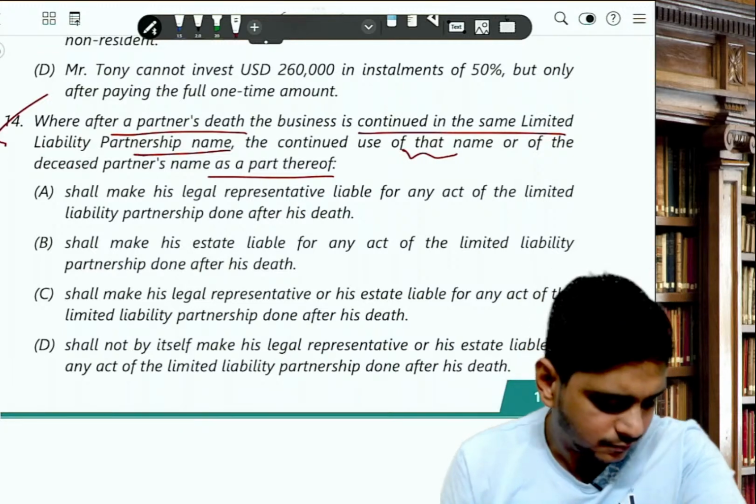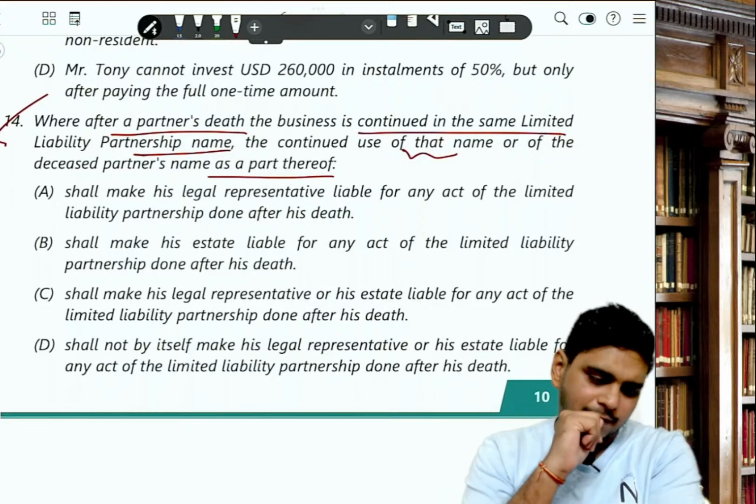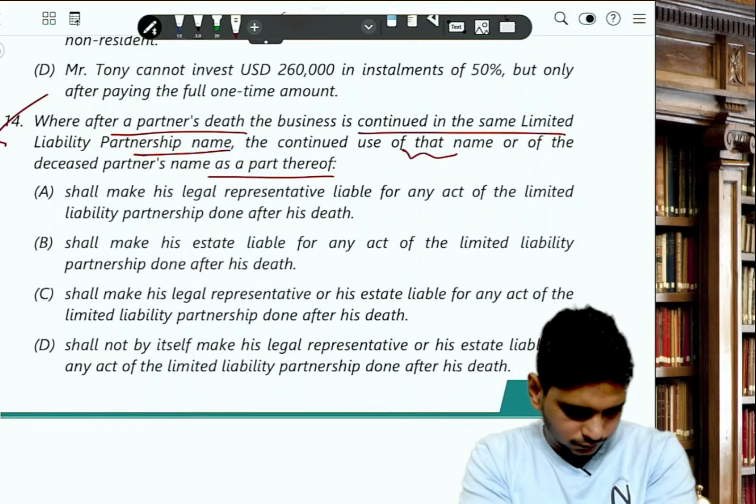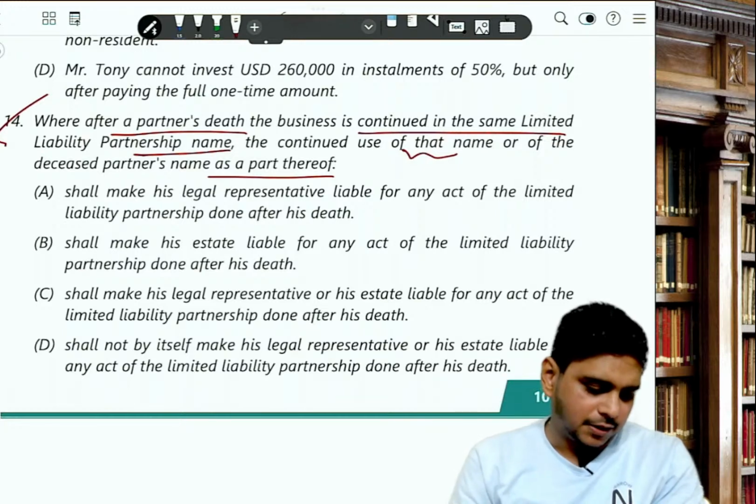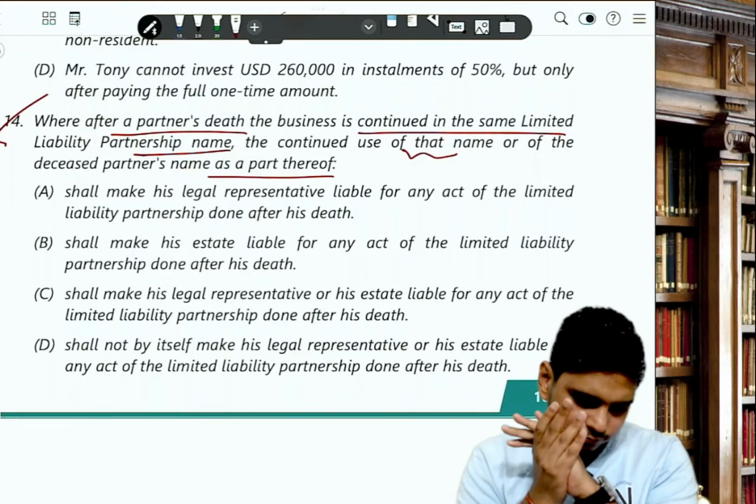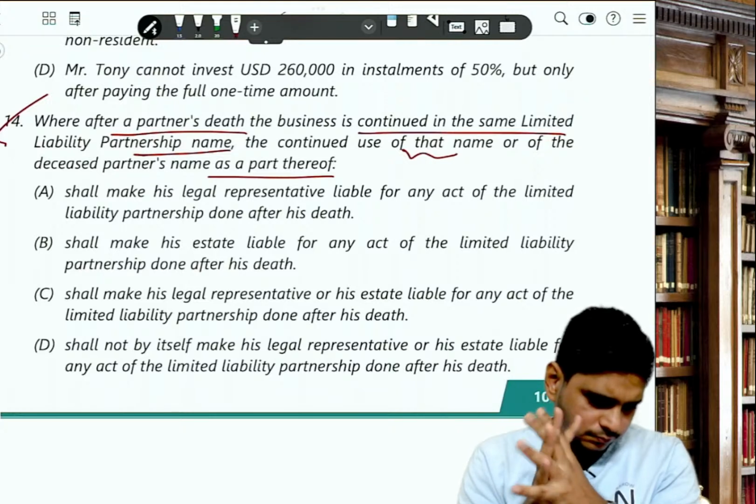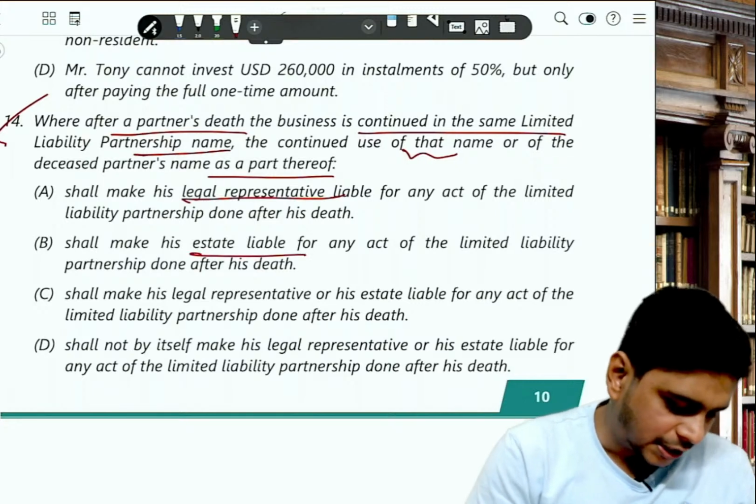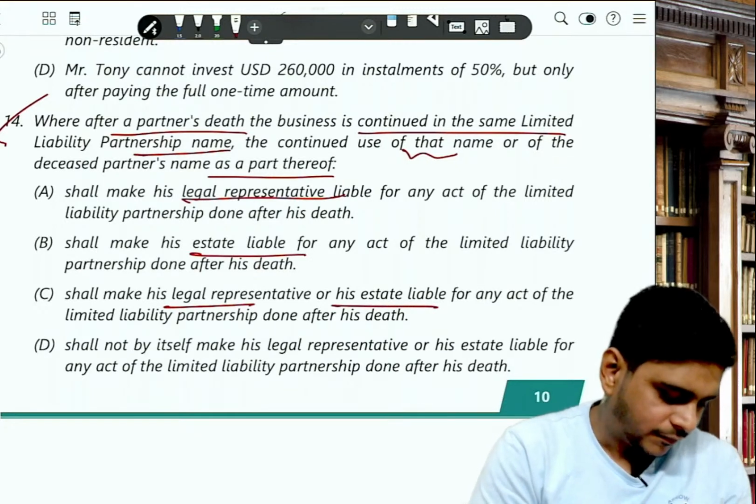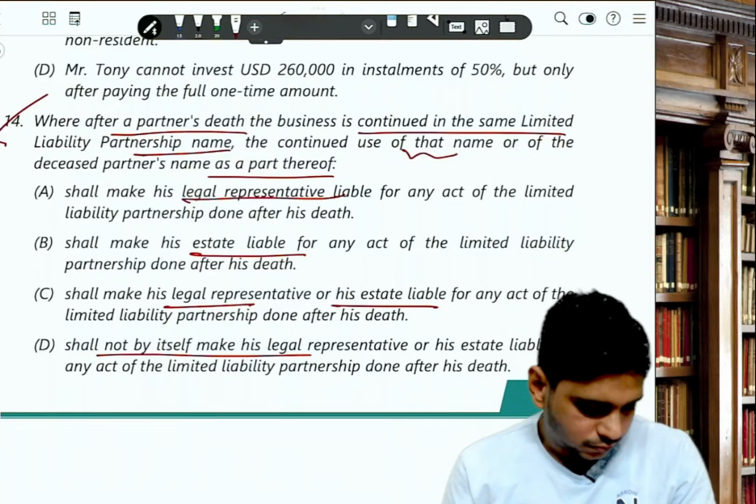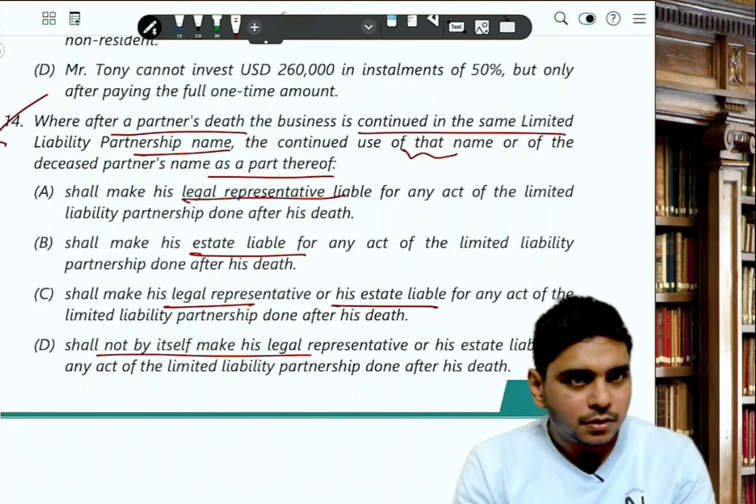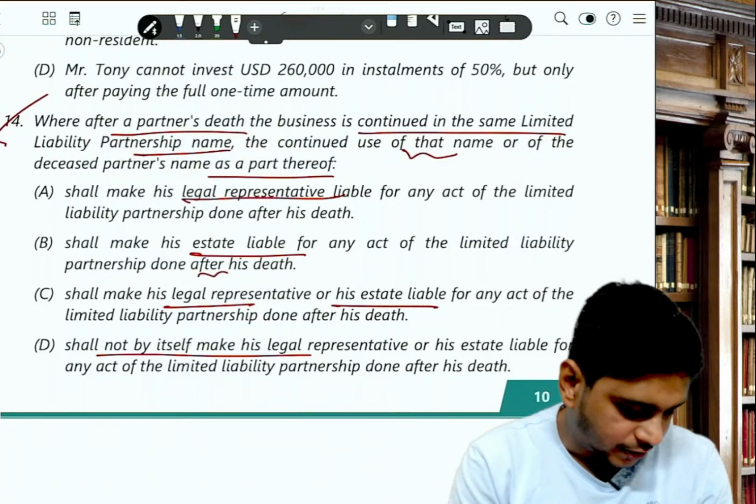Mayur Jadhav, please answer this. The partner has died, and the business is continued in the same name. Will the legal representative be liable? Here they are saying the legal representative is liable, here the estate is liable, here the legal representative or estate is liable, here not liable, for acts done after his death.